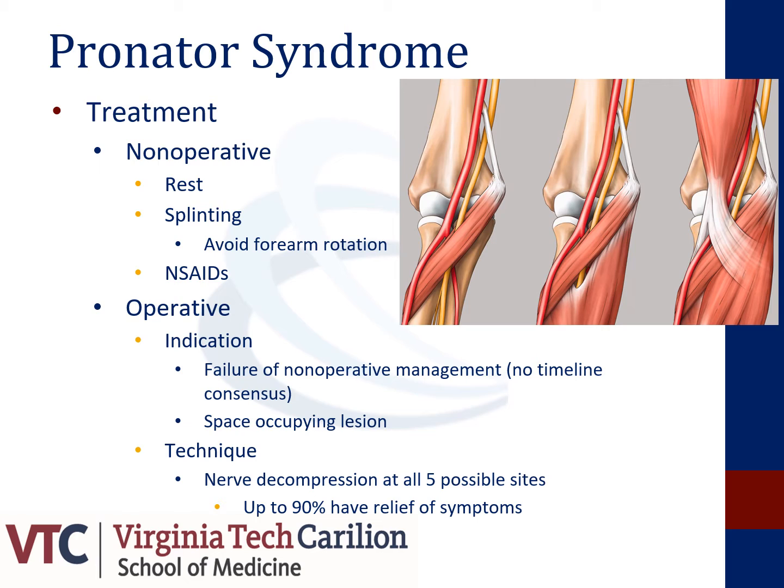For surgical intervention, the goal of surgery is to decompress the median nerve at all 5 potential sites. If a patient undergoes surgical intervention for their pronator syndrome, up to 90% of patients have relief. Again, it is essential that you decompress the nerve at all 5 sites, which is beneath the ligament of Struthers, the lacertus fibrosus, between the heads of the pronator teres, beneath the FDS aponeurotic arch, and if there is an associated Ganser muscle.